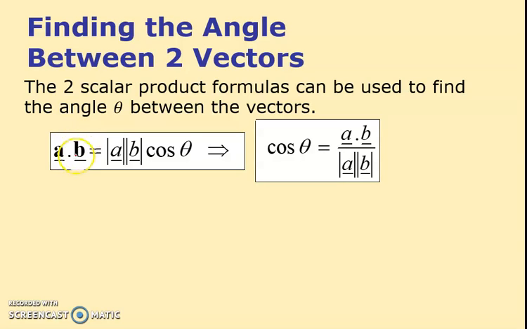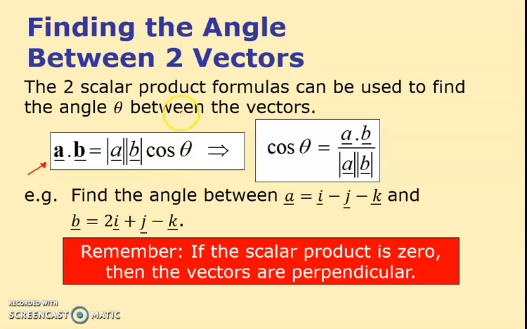So what do we do? Well, we effectively use this formula. And of course there's two ways to work out a dot b. We combine the two formulas together, and it allows me to rearrange it to get cos theta. Again, write it all down. This is important stuff. Here's an example for us.